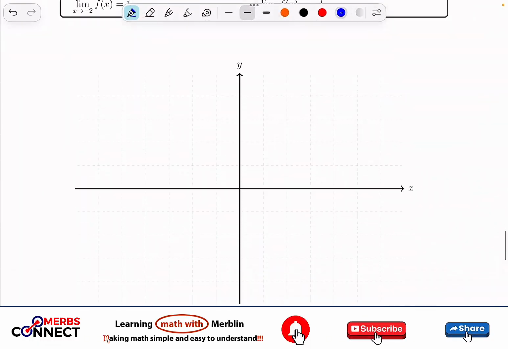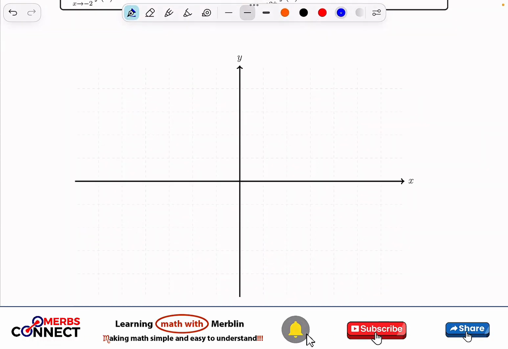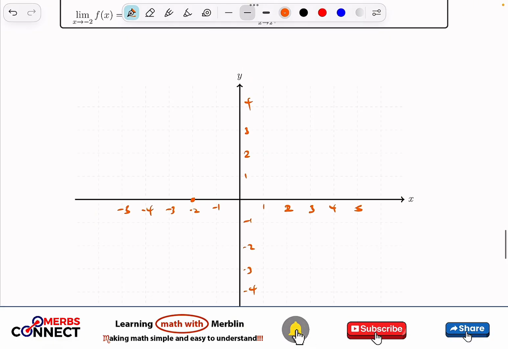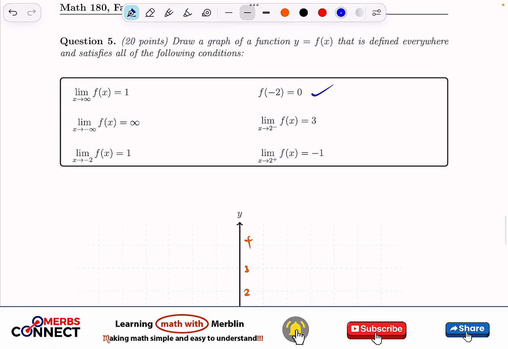f of minus 2 is 0. So f of minus 2 is 0. So I can have it here, right? So let's assume that this is minus 1, minus 2, minus 3, minus 4, minus 5, and 1, 2, 3, 4, 5, and 1, 2, 3, 4, minus 1, minus 2, minus 3, minus 4. So this is what I'm going to get from here. So minus 2, and this one is here. So I just take this one, meaning that I've done that.